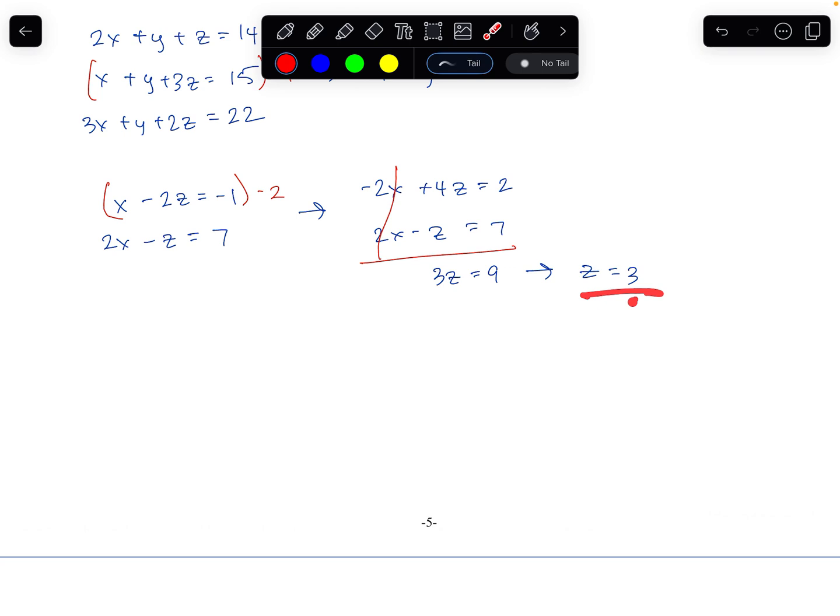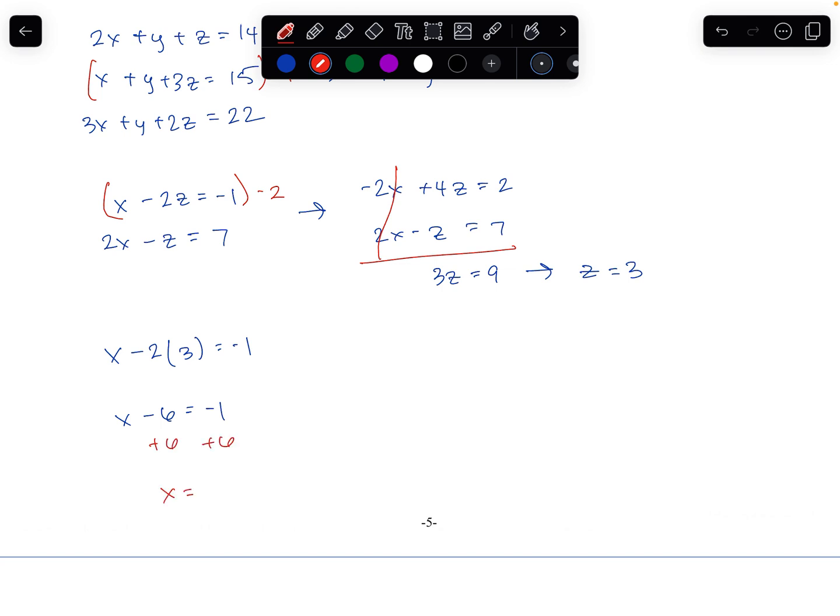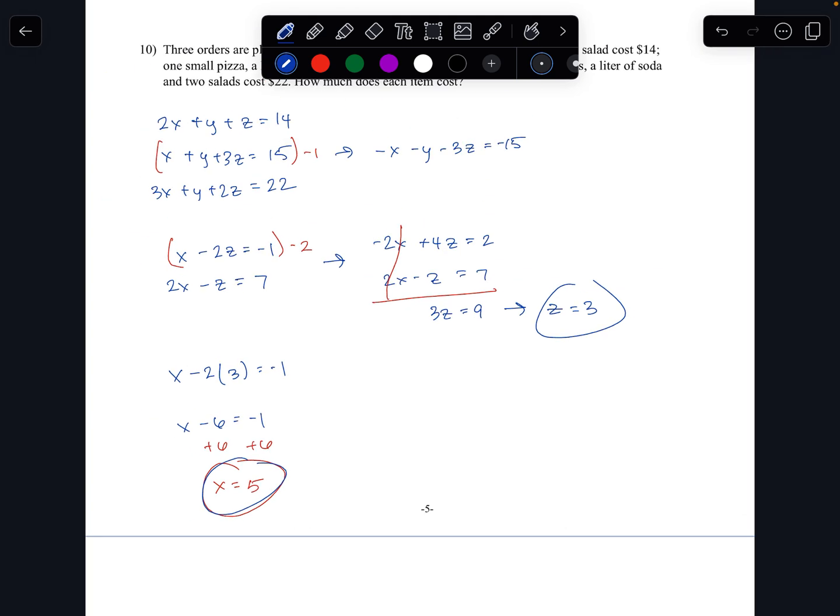Let's go ahead and plug this right here into probably this one right here. So now let's plug into the first one. So I get x minus 2 times 3, that's equal to negative 1. So I get x minus 6 is equal to negative 1. Let's add 6 and add 6. So I get x is equal to 5. So the pizzas are worth 5. And then the salads are worth 3.